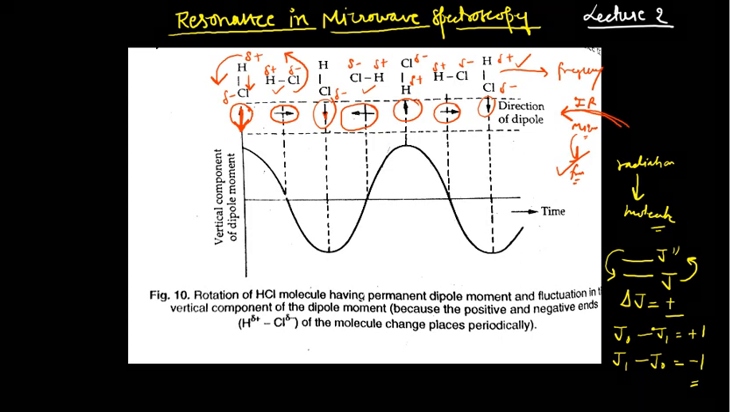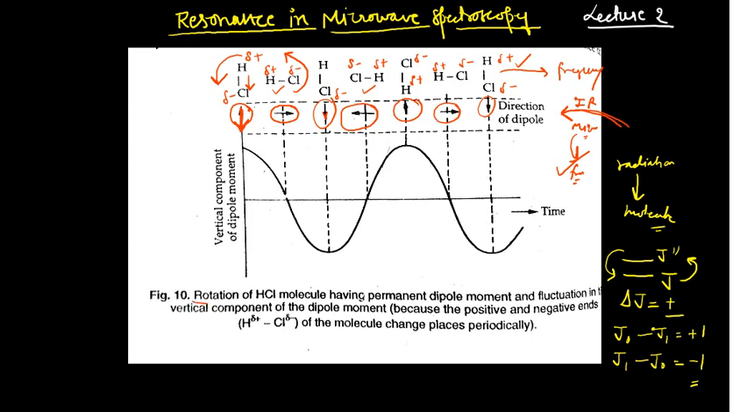So here you can see in the bottom, rotation of the HCl molecule having a permanent dipole moment, and the vertical component of the dipole moment of the molecule changes periodically, meaning after a certain period of time. That means the dipole moment will actually change, and when this happens, the resonance would occur. So what I have explained here, now you can go for the different kinds of spectrum. Now this you have understood, I think, okay.